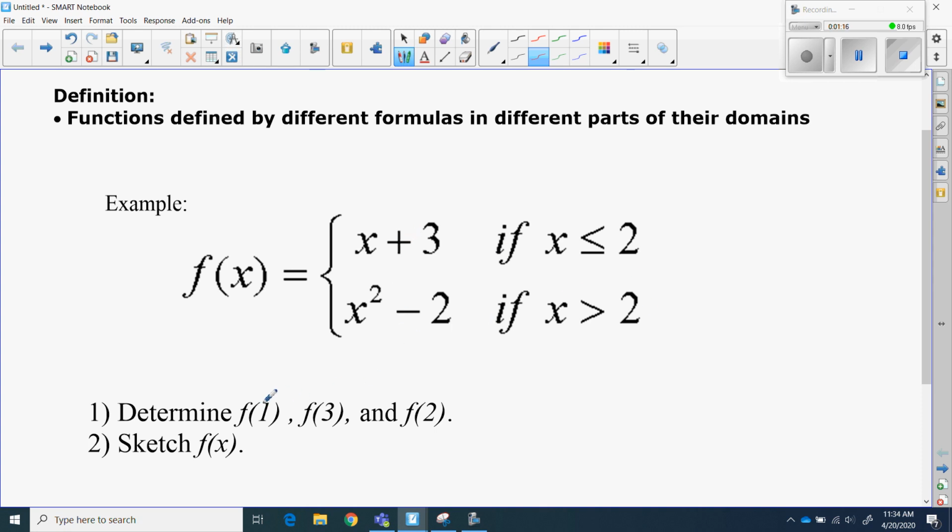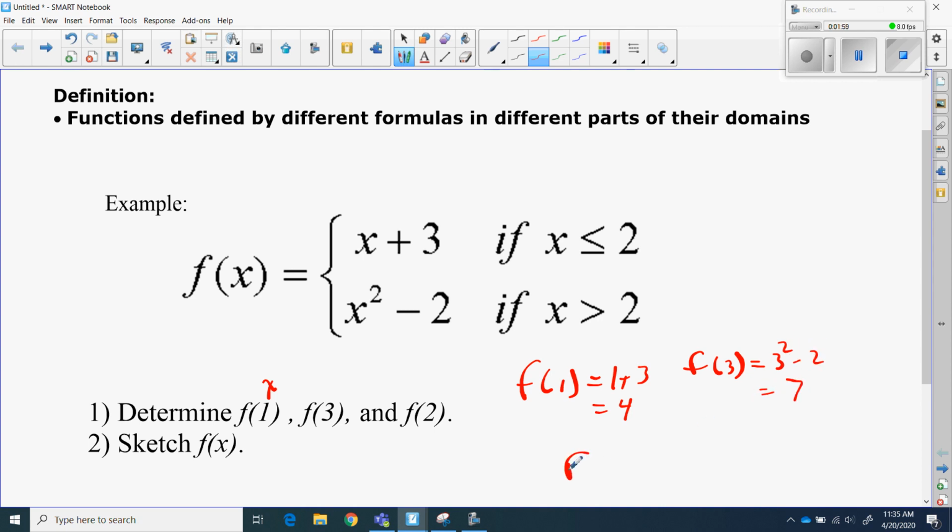So for example, if I wanted to figure out f at 1, that's asking me to figure out what the y value is when x is equal to that number. Well, if x was 1, it would be a number that's smaller than or equal to 2. So I should use this piece of the function. So f at 1 would be 1 plus 3. F at 1 would be 4. If I wanted to do f at 3, this is my x value. This time x is more than 2, so I should use this piece of the function. 3 squared minus 2. F at 3 would be 7.